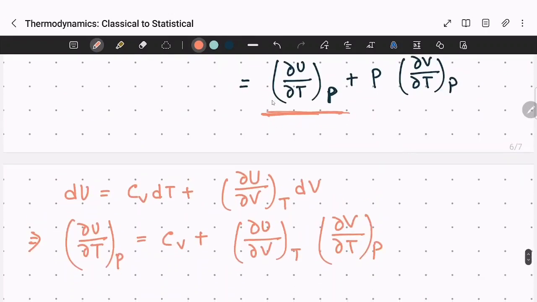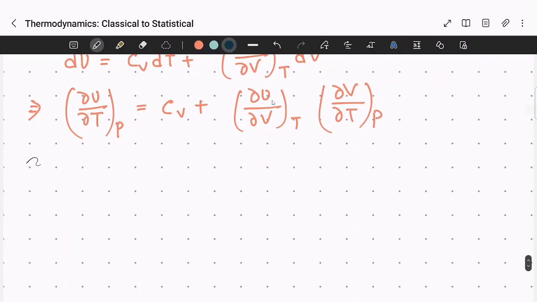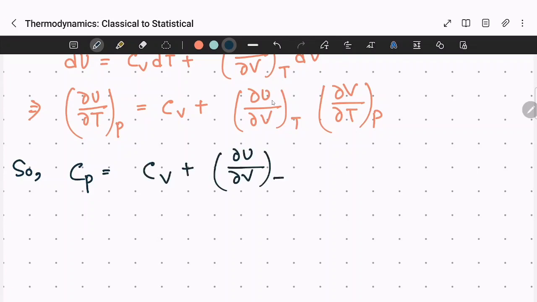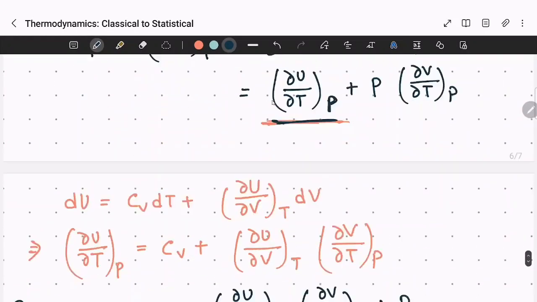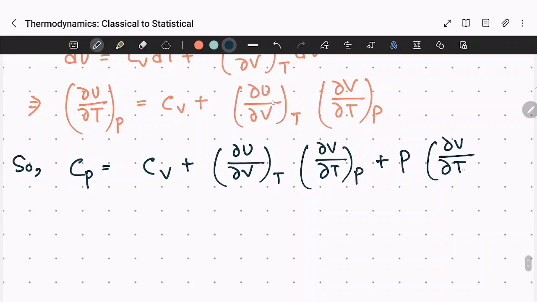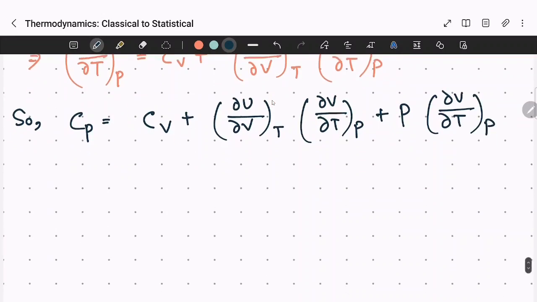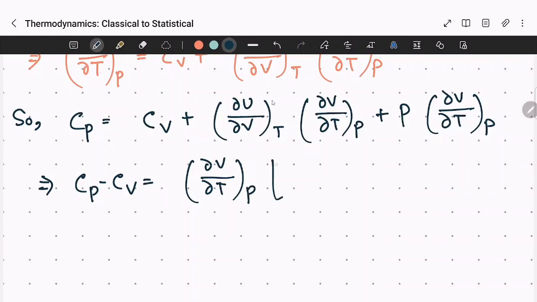Now, if you put this in this equation, then what will be Cp? Obviously, Cp will be Cv plus (∂U/∂V) at constant T into (∂V/∂T) at constant P, plus this part I have put, P into (∂V/∂T) at constant P. So Cp minus Cv equals, if you take it common, (∂V/∂T) at constant P will be common, then it is (∂U/∂V) at constant T plus P. So this is the main relation.